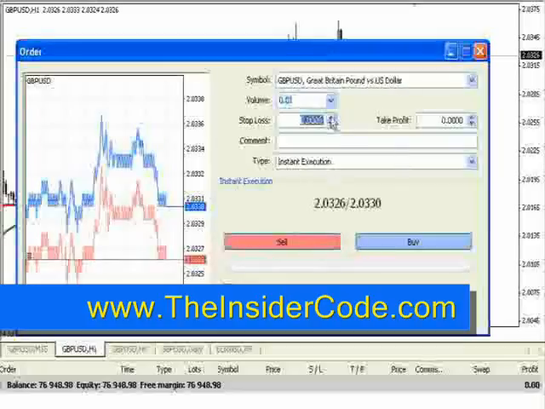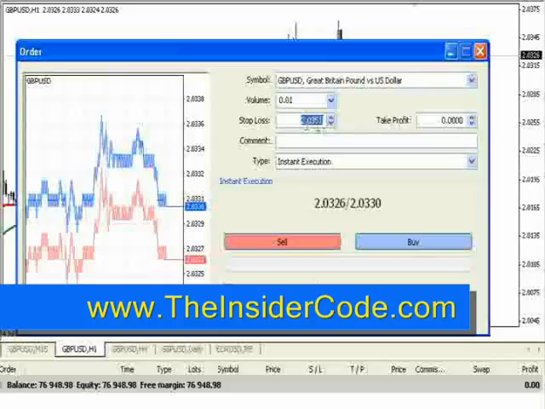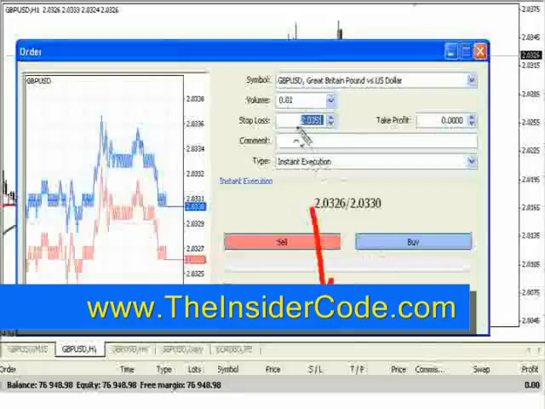Okay, so we've got the stop loss. You can see the instant execution is at 326 if I were selling. So if I'm going to add 25 to that, so 203.51 would be my stop loss. So again, if I'm selling, thinking the price is going to go down, I need my stop loss to be above my entry point. Take profit.